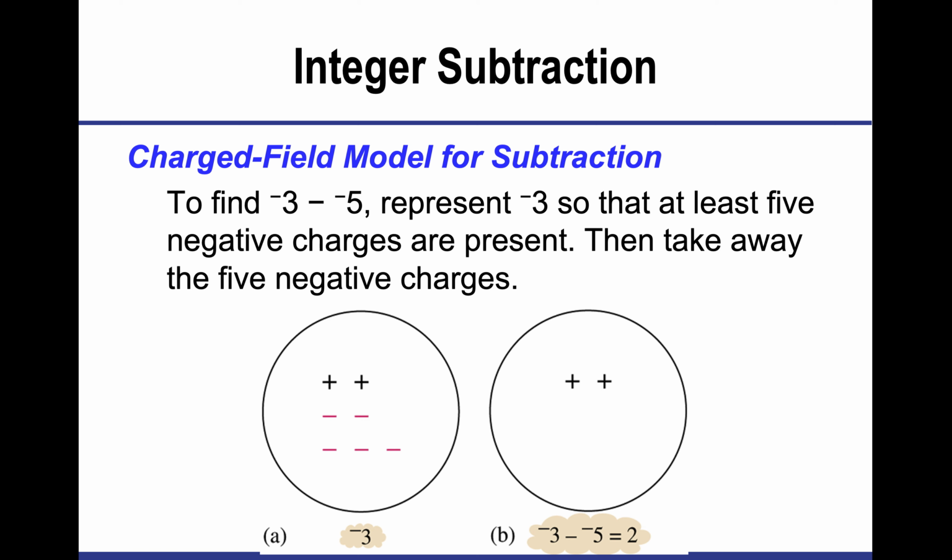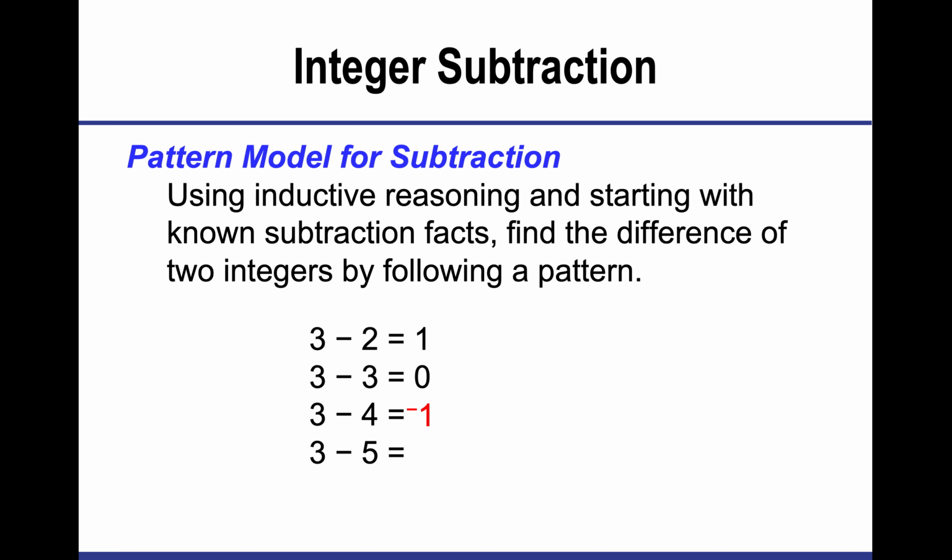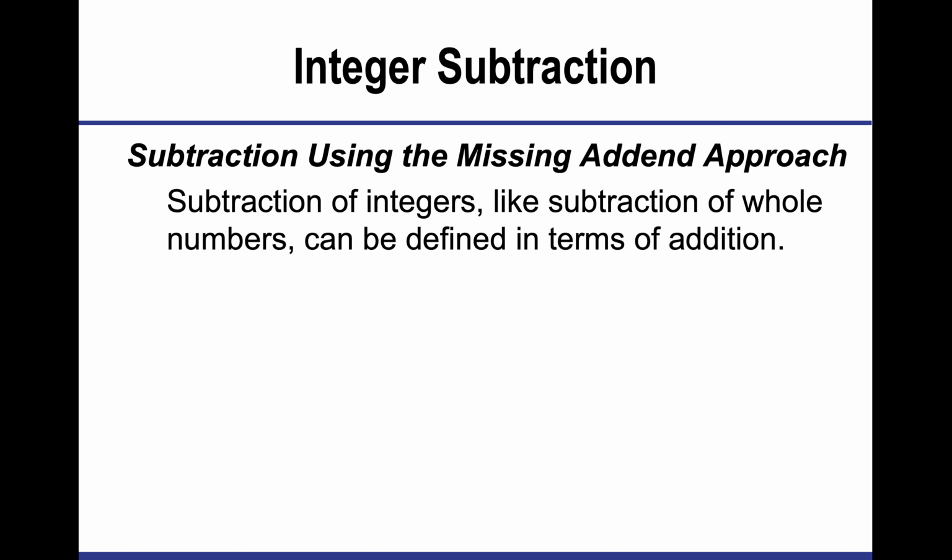I could also do the same thing with signs, so positive and negative signs could be lined up just like we did with integer addition, or we could do the number line model just like we did, or the pattern model. Those are all the same. We're not changing anything. We're using the same approaches here.